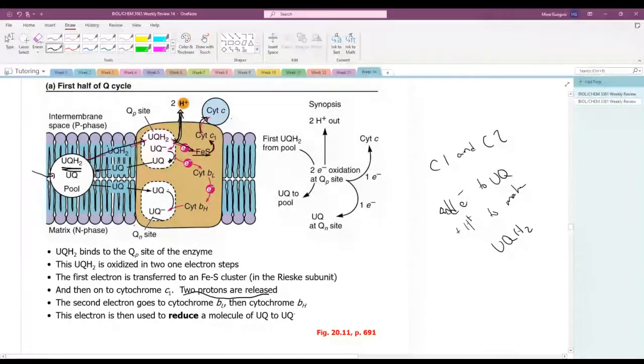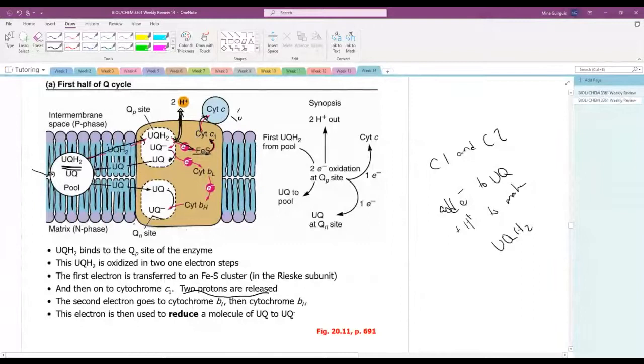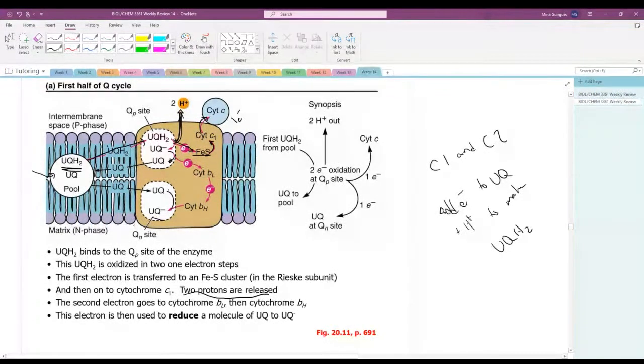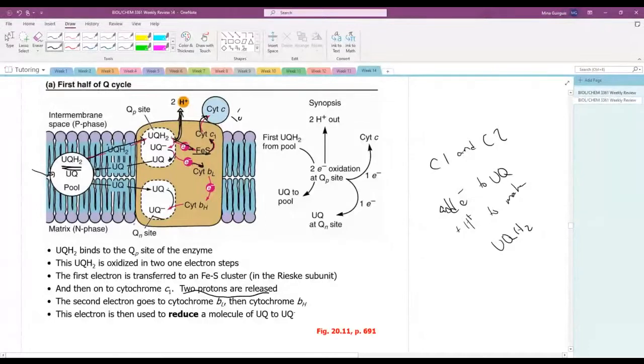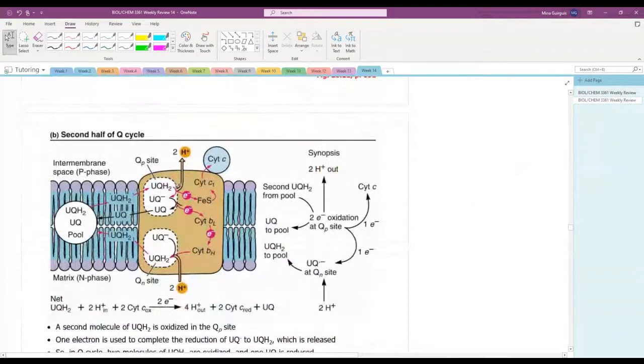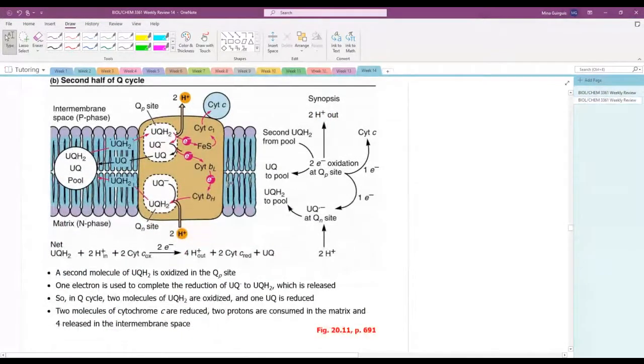Okay, so thus far we've transferred 1 electron to cytochrome C. The second electron goes to cytochrome BL, okay, which is just a type of cytochrome B, and then to cytochrome BH, another type of cytochrome B. This then reduces a molecule of UQ to UQ minus. Okay, so now we're going to this slide to go to the second half. Okay, so let's talk about what we've just done before we jump into this.